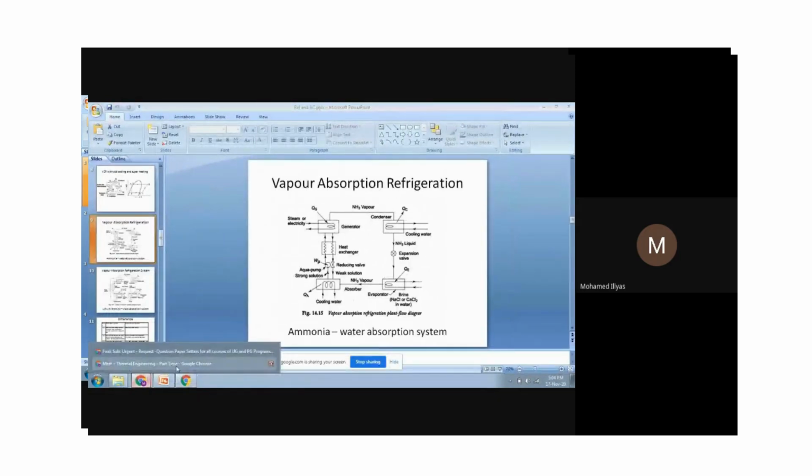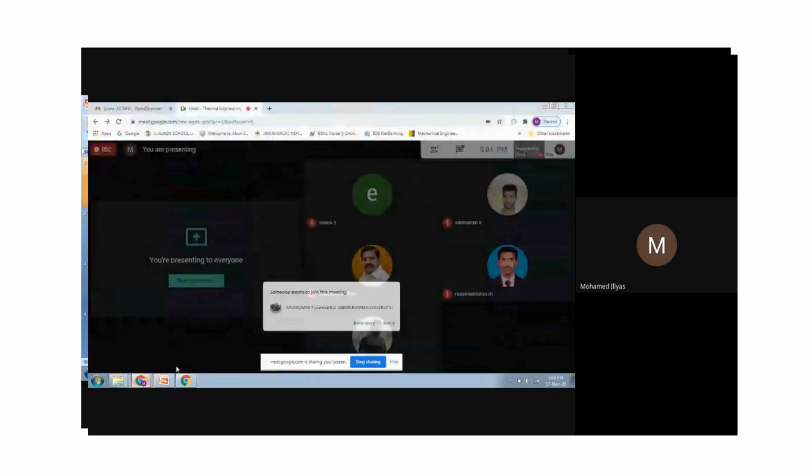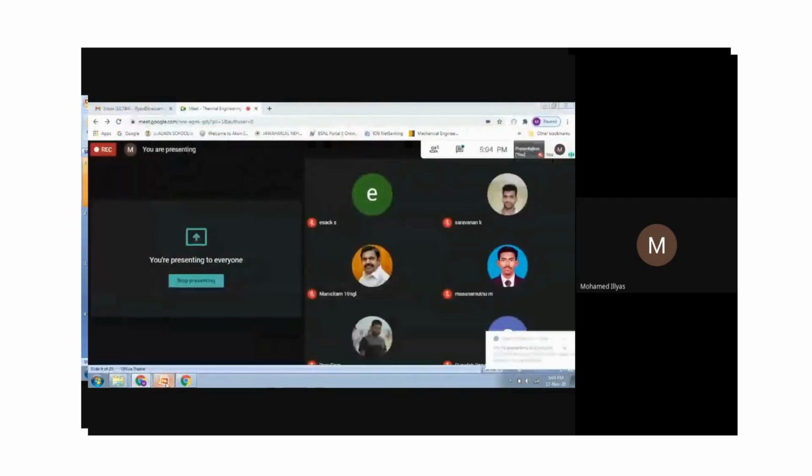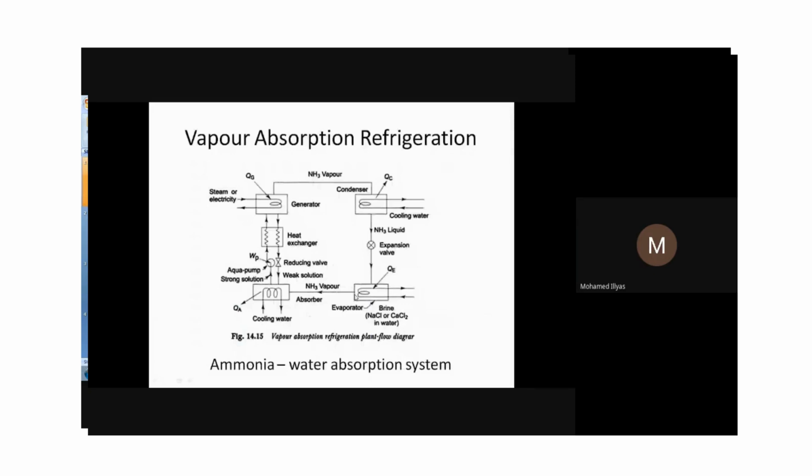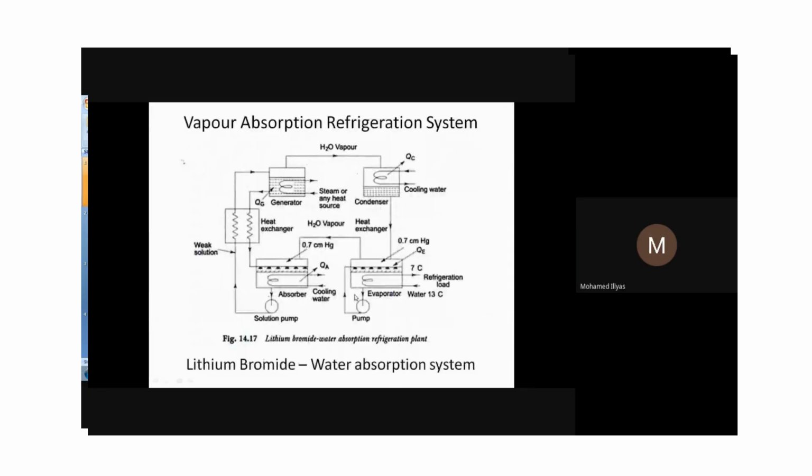In this, water will be the refrigerant and lithium bromide will be the absorbent. Now if you see our domestic refrigerator or our split AC, whatever it takes, we call it refrigeration. But specifically in air conditioning, we have the cooling effect, sometimes heating also.